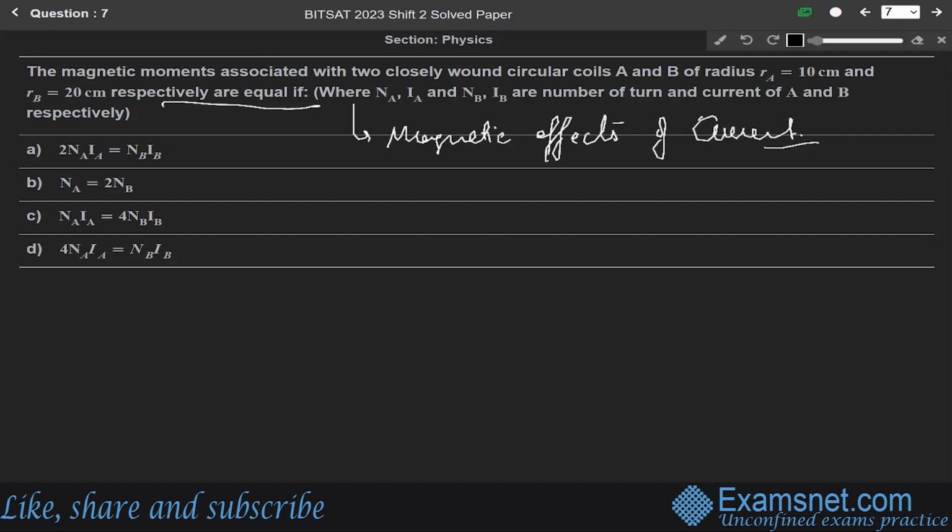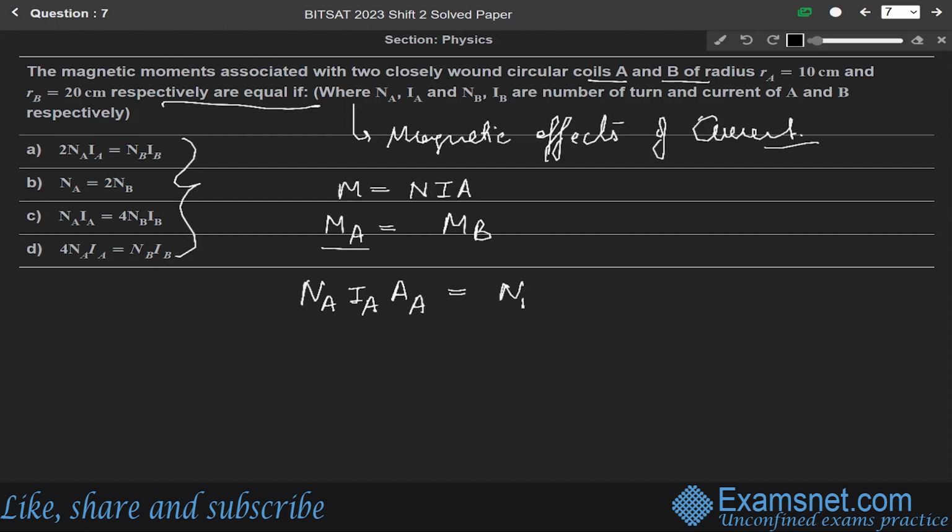Now we are given the magnetic moment associated with a circular coil. So magnetic moment is equal to, we know, N into I, current, into area. N is the number of coils, or number of turns you can say. So according to the question, they will be equal if, we have to find the correct condition. So if they will be equal, then M of A, the magnetic moment of coil A, will be equal to the magnetic moment of coil B. So it will be NA IA into AA equals NB IB into AB.